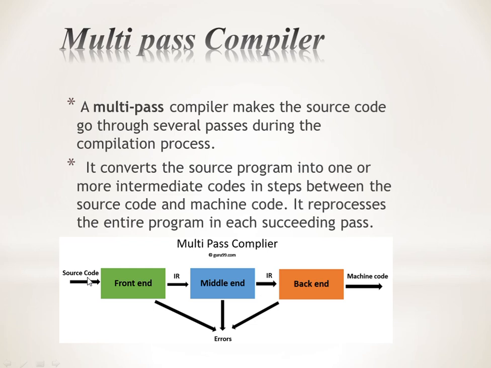Here, source code, then the front end. What exactly does the front end require? The analytic part, and it is platform independent. Then the middle end is a connector between front end and back end. Then in the back end we include the synthesis part, which is platform dependent, and then we go to the machine code. If we have errors, we can go to the error or the IR.